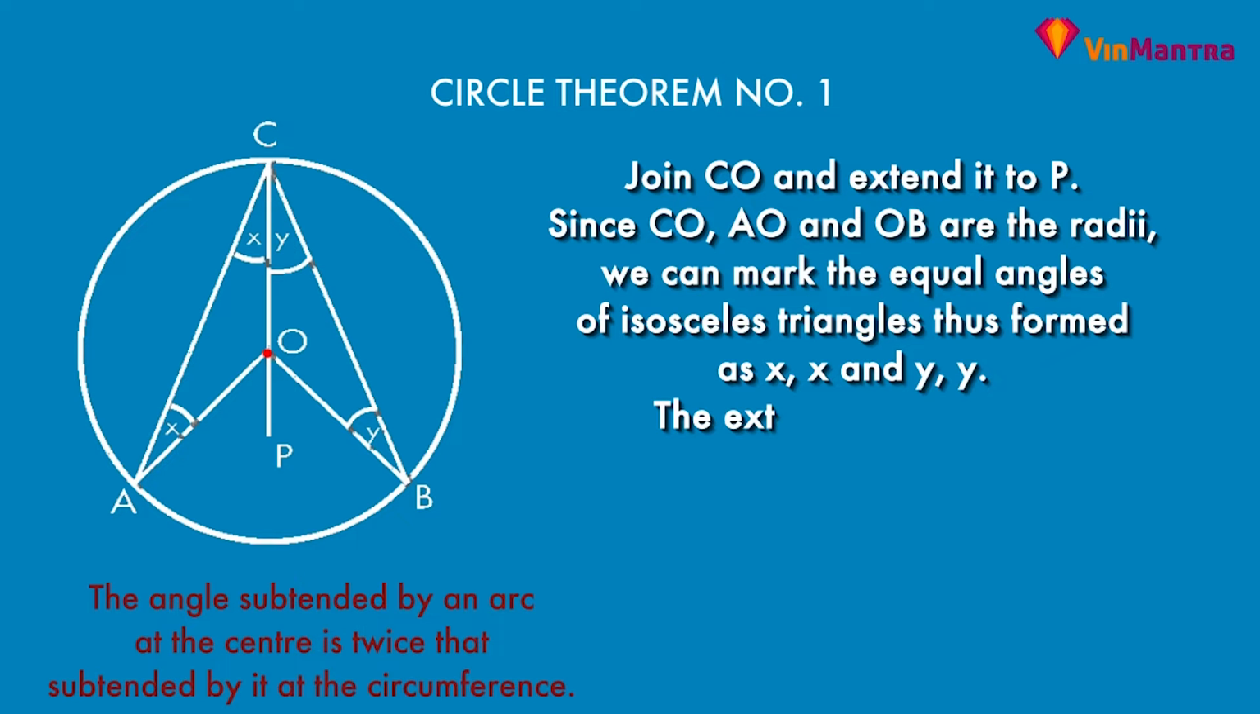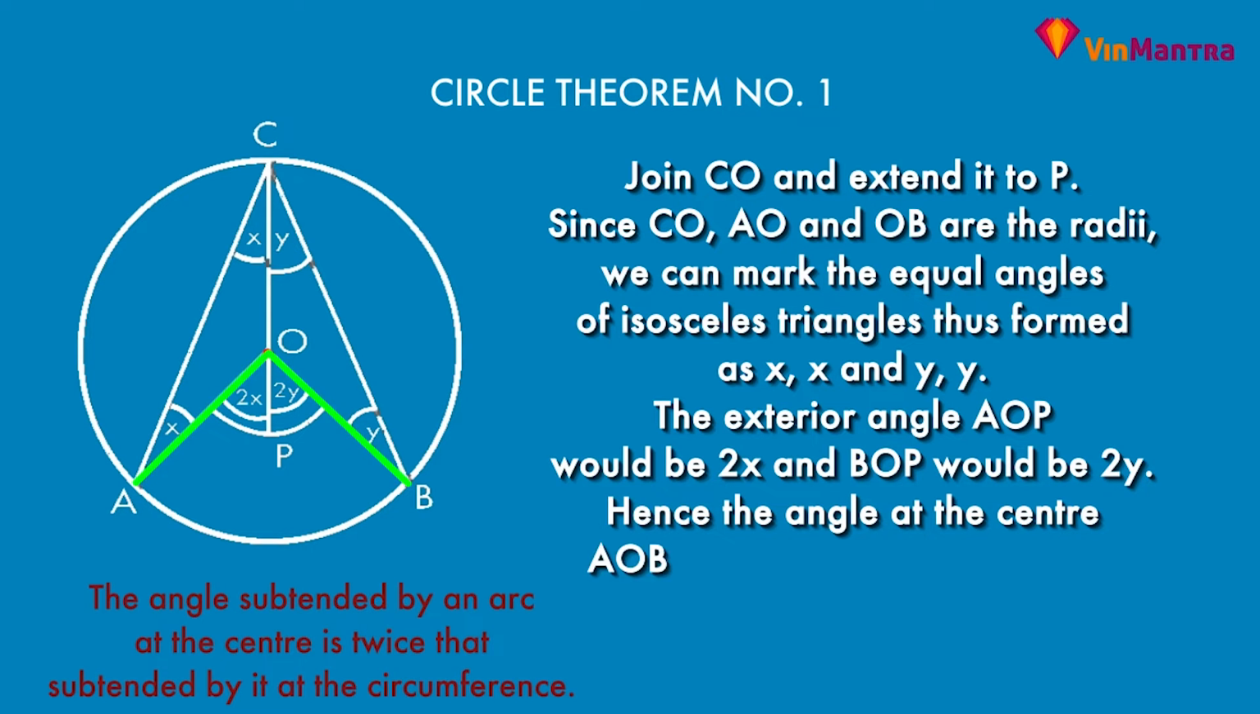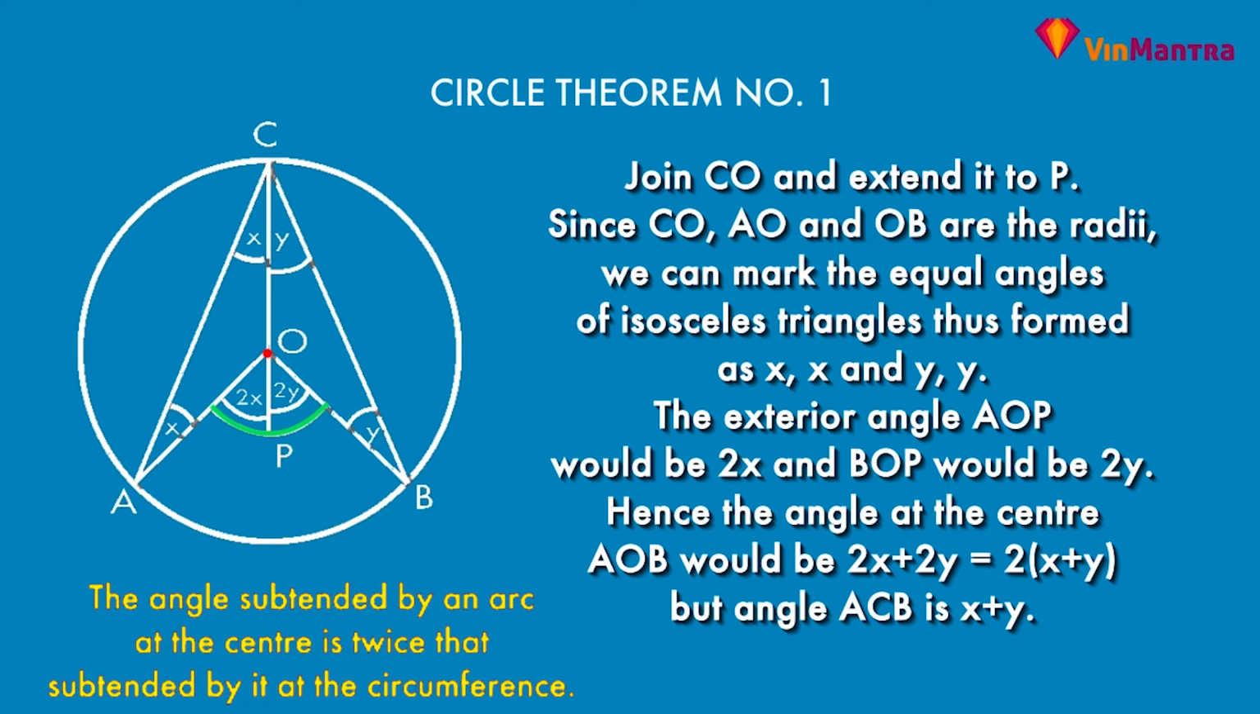The exterior angle AOP would be 2x and BOP would be 2y. Hence, the angle at the center AOB would be 2x plus 2y is equal to 2 into x plus y. But angle ACB is x plus y. Hence, it's proved that angle at the center is twice that at the circumference.